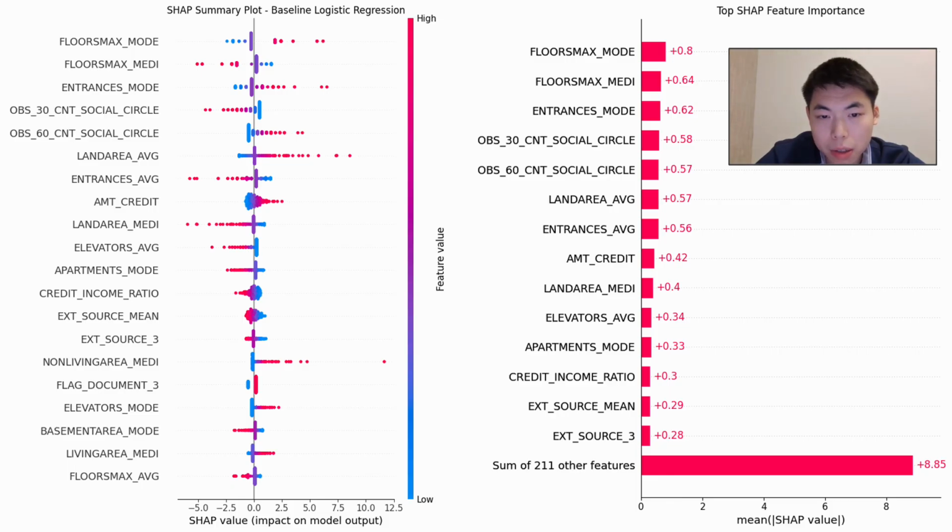The left plot shows how features affect the predictions across cases, and the right one shows the most important features overall. We can see that the housing-related variables, social circle variables, and the credit amount all matter. This supports our earlier concern that some features may work like proxy signals. SHAP helps us explain the model and also supports the ethical review.